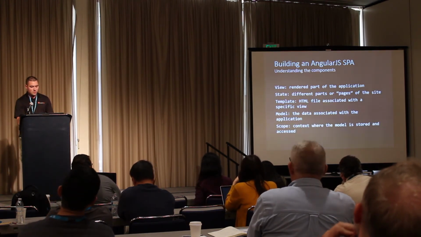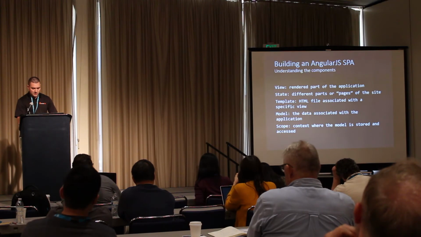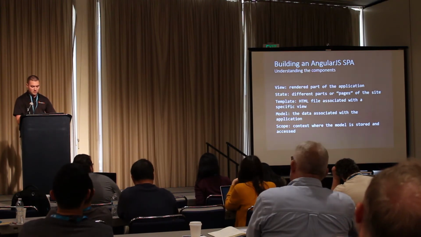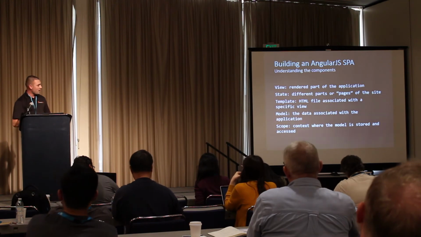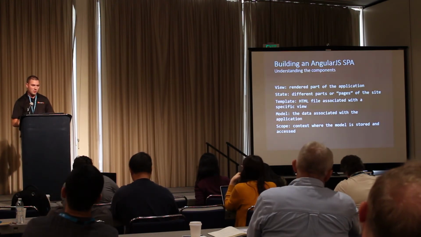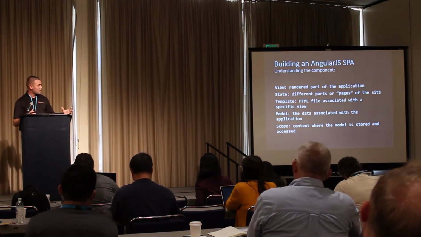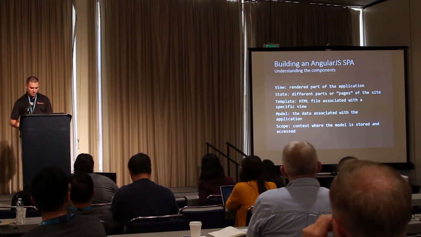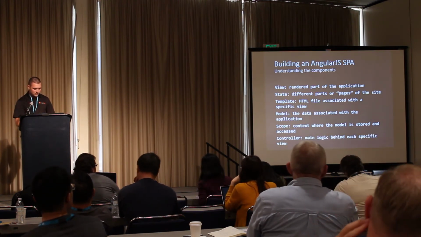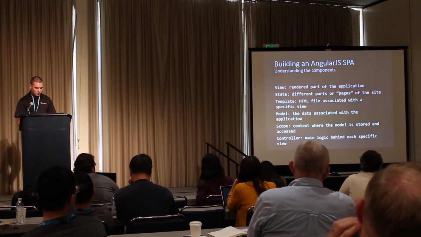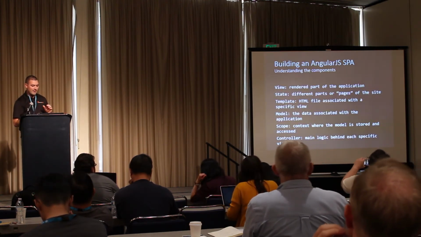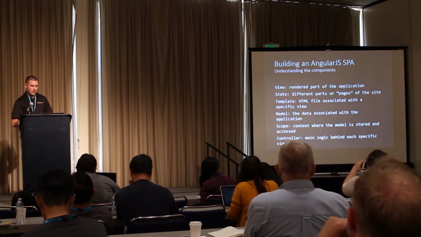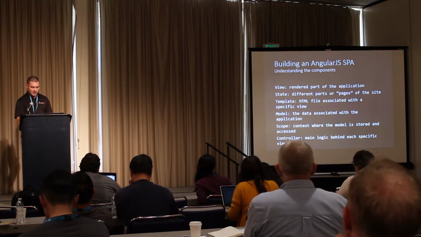Scope, this is the context where the model is stored and accessed. In AngularJS, there are two contexts. There's the local, which is called scope, and global, which is called root scope. So you can expose things to the global application, or you can use things just in the local scope. Controller. This is the main logic behind each view. So basically, every view will have a template and a controller. And the controller is actually the logic behind it, all the functionality that you may have in that particular view.